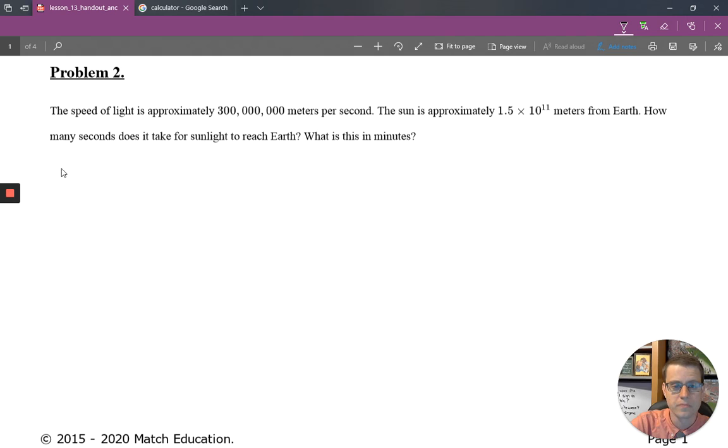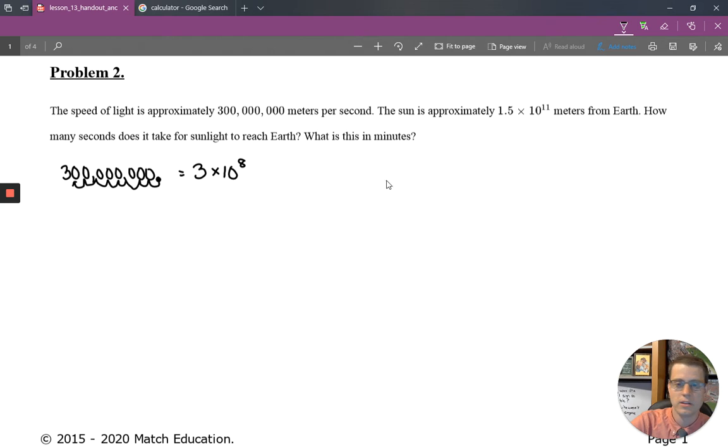First thing I want to do is take my 300 million and rewrite it in scientific notation. To do that, our decimal point currently is here. I'm going to go 1, 2, 3, 4, 5, 6, 7, 8. Takes me 8 to get to where that 3 is to the left. So this is equivalent to 3 times 10 to the 8th.